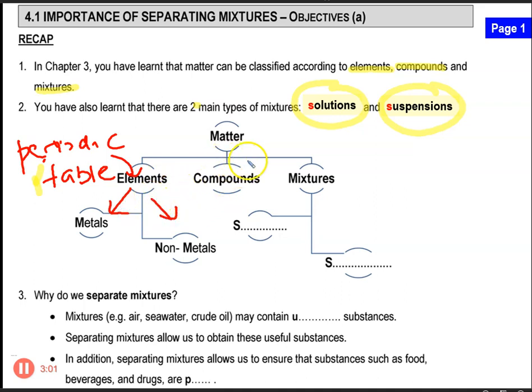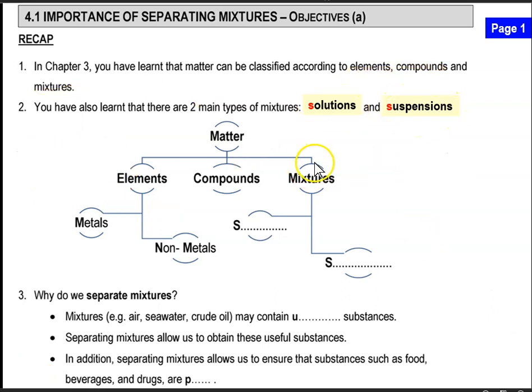And then of course you have your compounds. Your compounds are when two or more elements are chemically combined together. And then of course you have your mixtures. Now your mixtures, you can have mixtures of elements, mixtures of elements and compounds, or mixtures of compounds. But the difference between mixtures and compounds is the fact that mixtures are not chemically combined. So under your mixtures, as mentioned, you have solutions and suspensions.